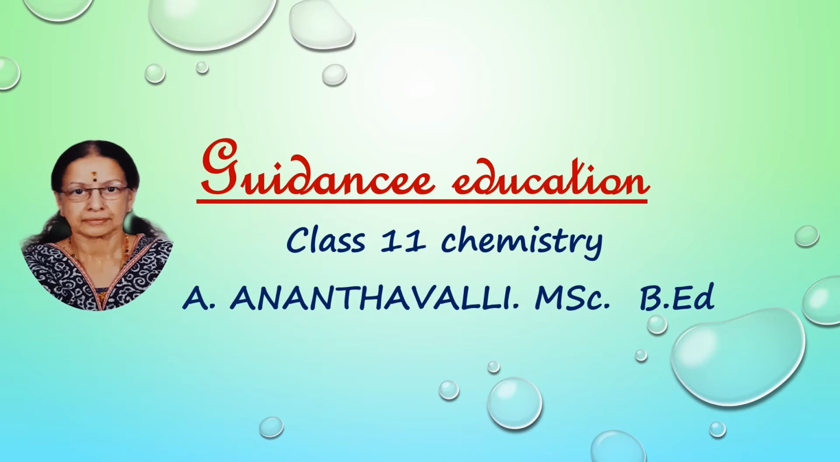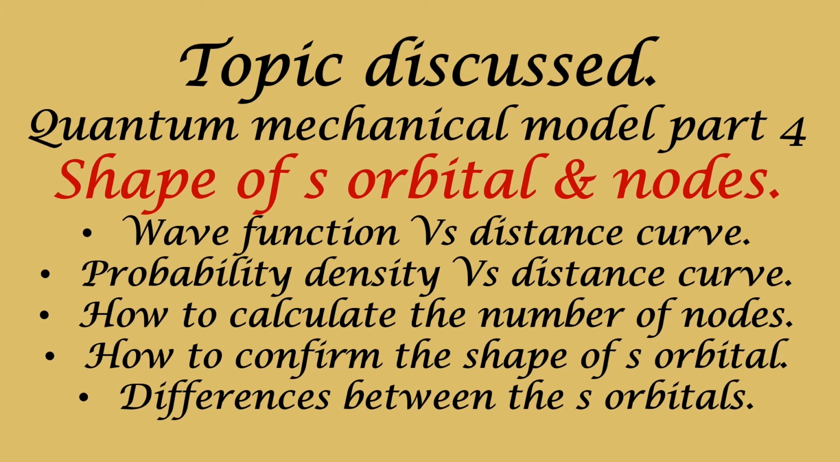In this video, we are continuing class 11 chemistry, chapter 2, structure of atom. We will see the topic that is discussed. The topic discussed is part 4 under quantum mechanical model, shape of s orbital and nodes. Under that, we will discuss wave function, formula to calculate wave function versus distance curve.